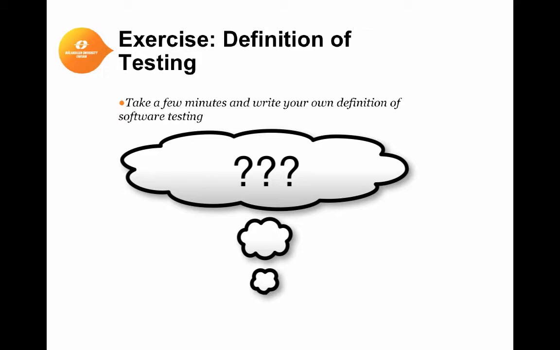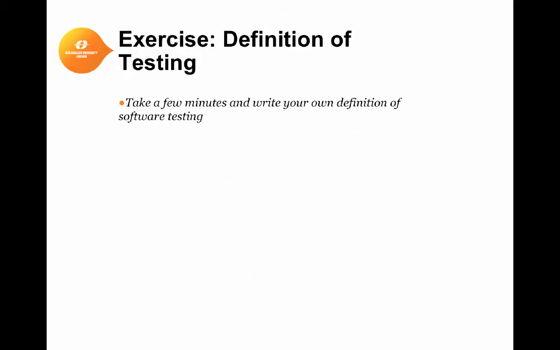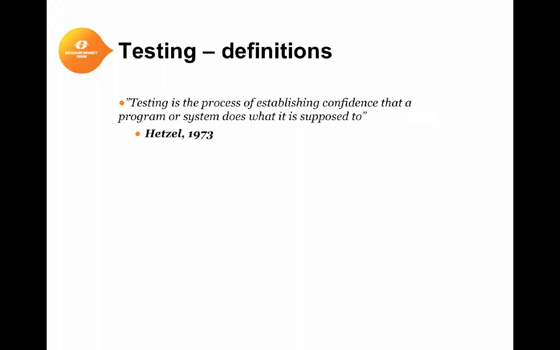Thank you. As you will see, there are quite a few definitions proposed in the past, all with their own slightly different meaning and focus. Take Dr. Bill Hetzel, for example. He was one of the pioneers of software testing. Already in 1973, he stated that testing is the process of establishing confidence that a program or system does what it's supposed to do.